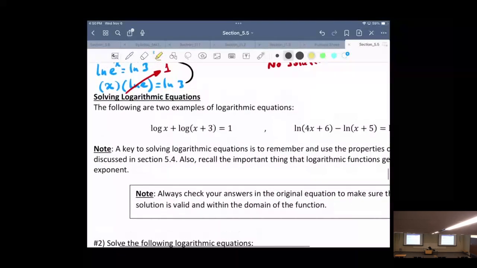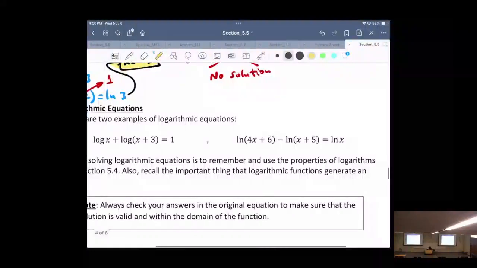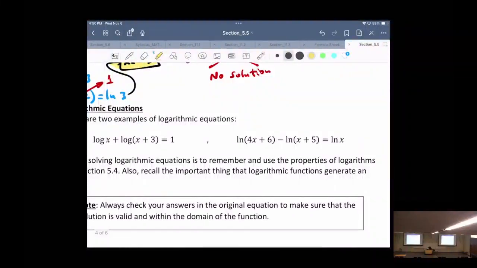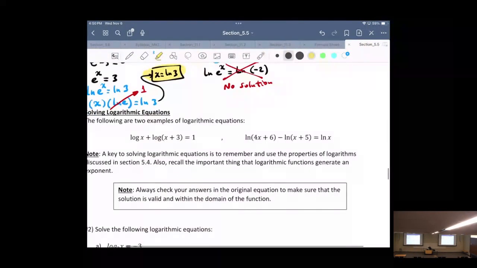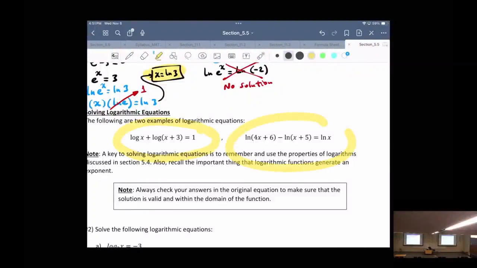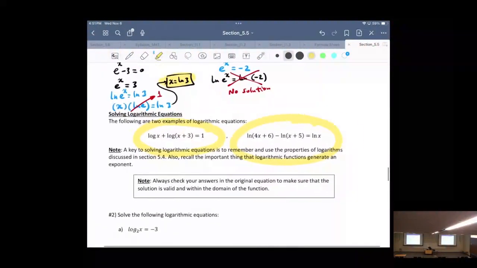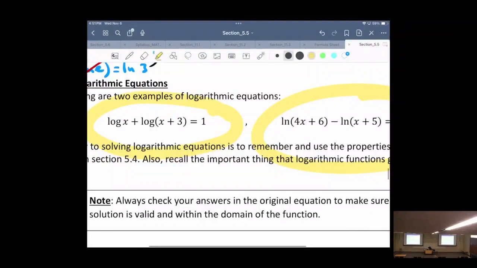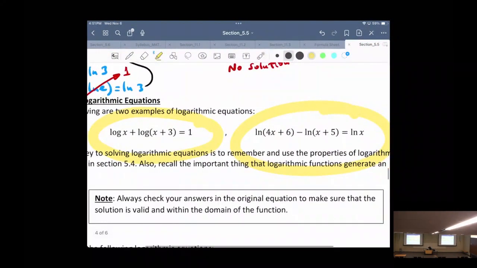So, solving logarithmic equations. This is basically the same thing we did, but take a look at these equations. These are a little more interesting, a little more challenging, and also they require us to use those properties of logarithmic expressions that we haven't used yet. Remember what we talked about in section 5.4? There's a whole bunch of those properties of logs, right? We haven't used many of them. So from this point forward, we have to do that.